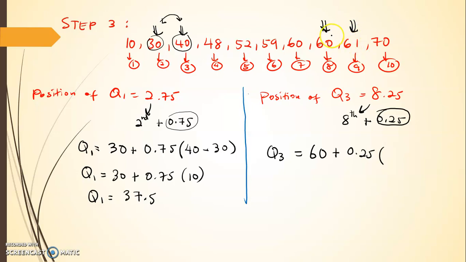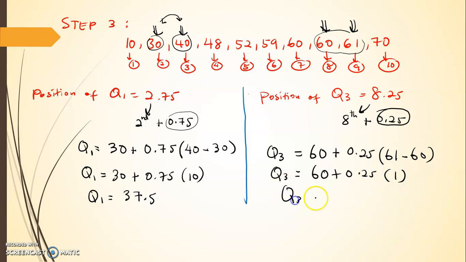So we need to find the difference between these two numbers, 61 minus 60. Next, simplify: 60 plus 0.25 multiplied with 1. So the Q3 value is equal to 60.25.